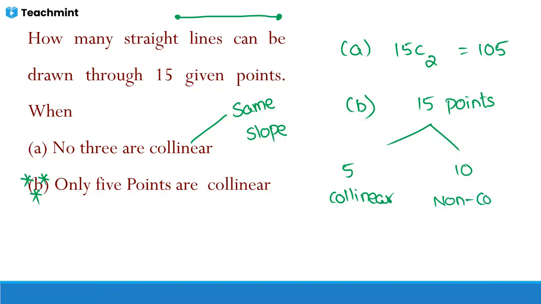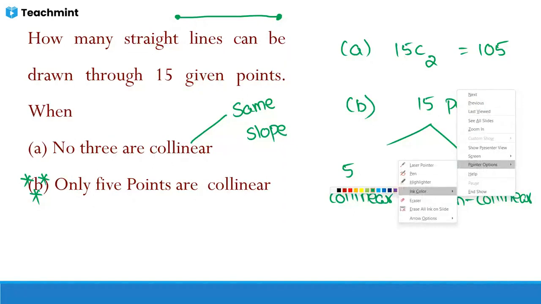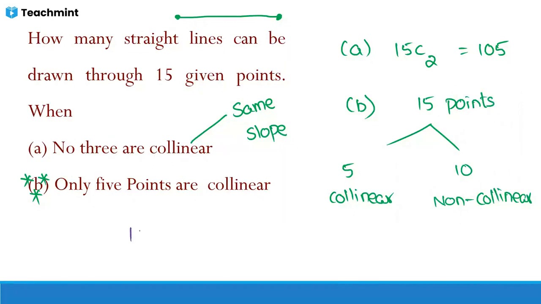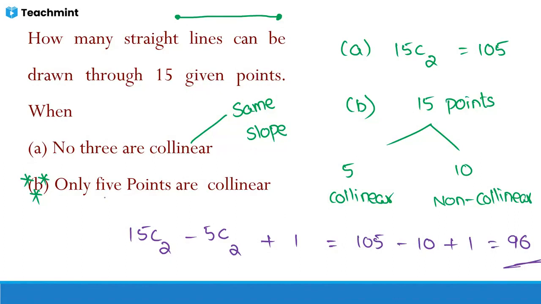I said collinear means having the same slope. The shortcut to handle this second question, I'll explain in detail in the next slide what is happening internally. But the shortcut, as per exam point of view, is 15C2 minus 5C2 plus 1. Sir, what is this 15C2? What is this 5C2? The plus 1 I will explain in detail now. Listen, the answer to this question is 96. Sir, what is 15C2? Total straight lines. Sir, why did you remove 5C2?